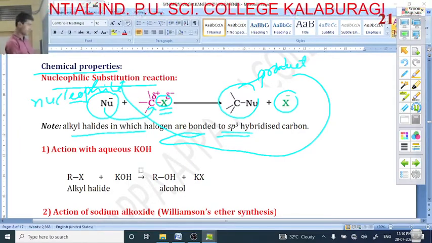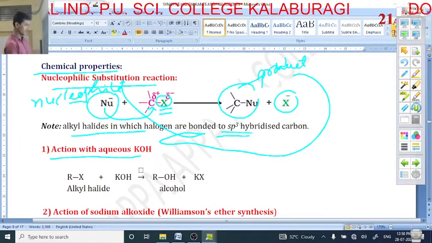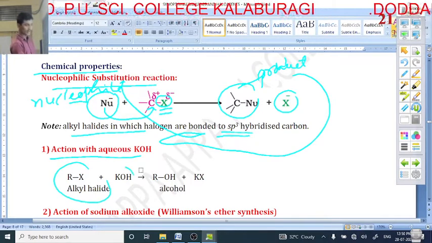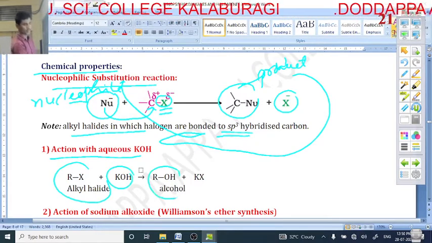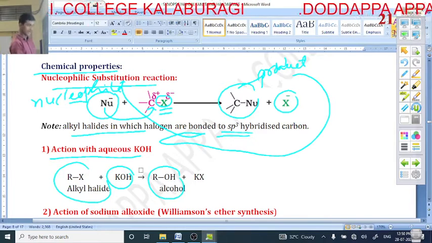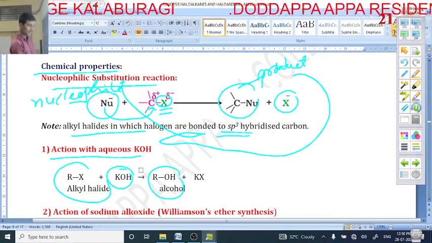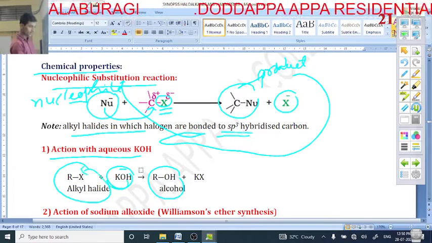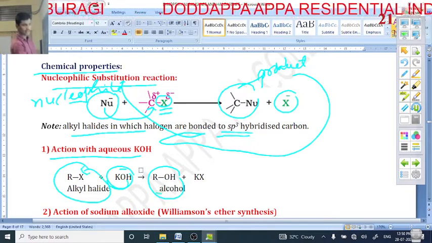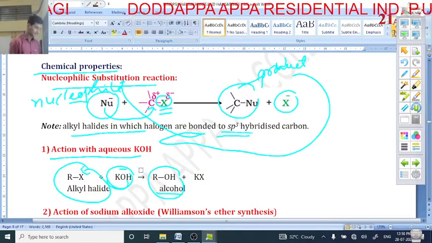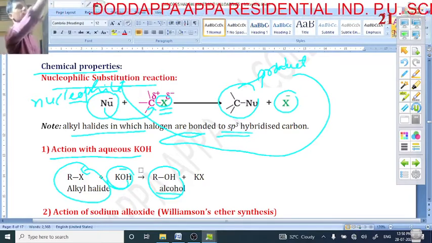What are the chemical properties? First, action with aqueous KOH. When this alkyl halide reacts with aqueous KOH, the product is alcohol. This OH minus is a nucleophile. This nucleophile replaces X and gives alcohol. So it is called a nucleophilic substitution reaction.